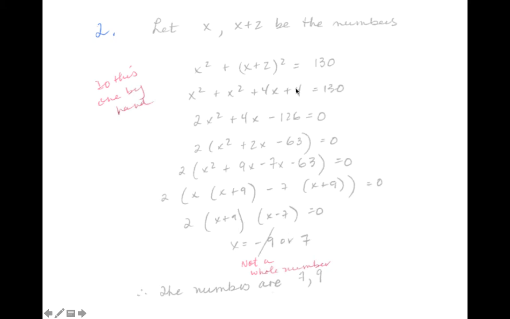Now, if you remember the text of the question, it said that these were whole numbers. So the only one that makes sense right now is the 7. And if x is a 7, then 7 plus 2 is my second one, so 7 and 9. Now, if I had changed the text of this question and said that these numbers were integers, then you would have had to keep the negative 9 as well, and then you would have had negative 9 and negative 9 plus 2, which is negative 9 and negative 7. So you would have had two possible solutions.